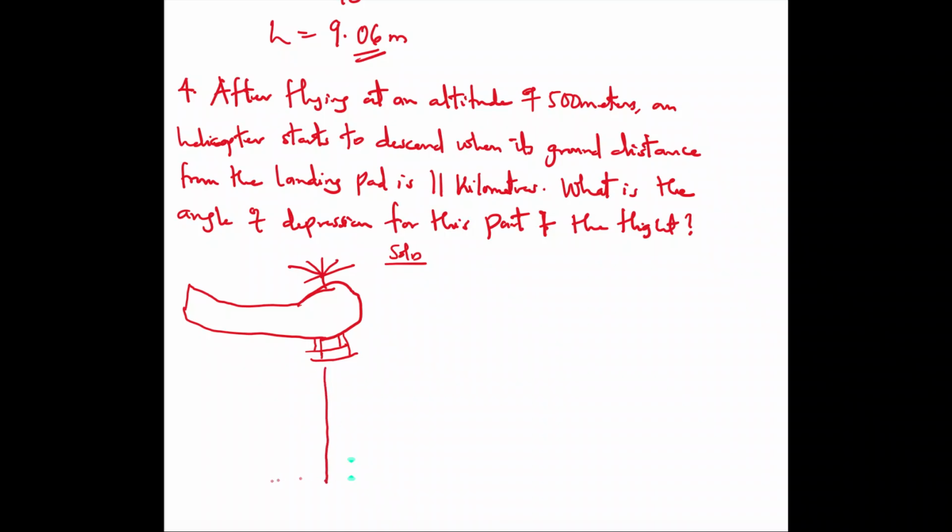So it says you're flying at an altitude of 500 meters. So this is the altitude to the ground level. This is the ground level. Okay, so this is the height. It's 500 meters.